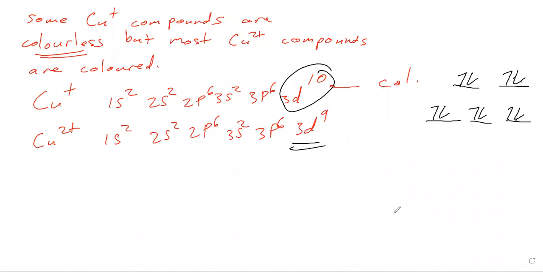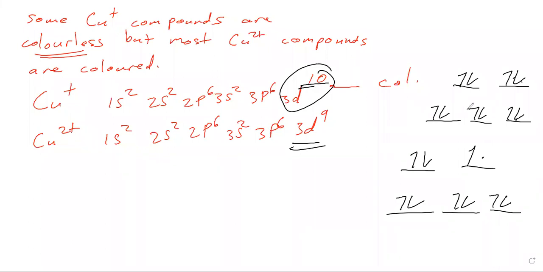But with 3d9: 2, 4, 6, 8, 9, there's room here, right? Yes or no? Yes, sir. Right. So, as Shaniqua said, this is filled, so there will be no movement of electron from low to high. This one is unfilled, so you can have the movement of the electron, which we did at the first part of the class.